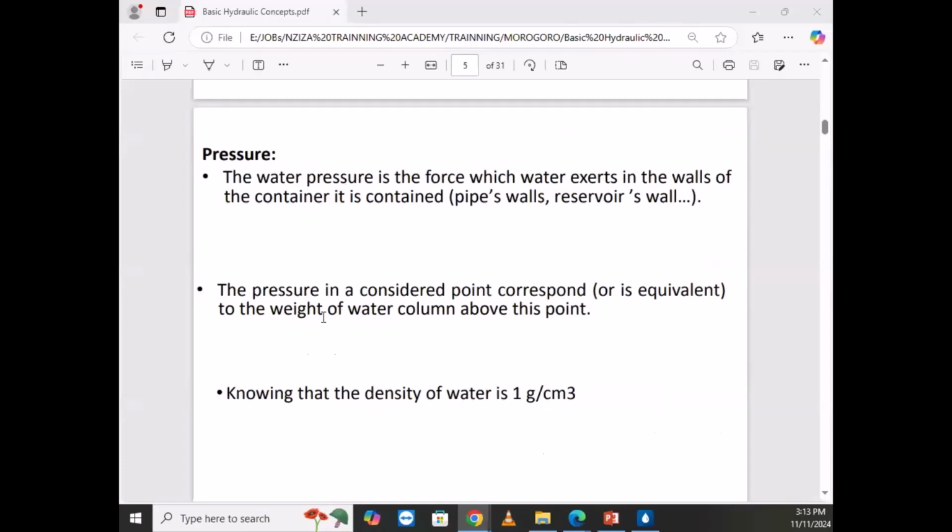The water pressure is the force which water exerts on the wall of its container. To mean, the pressure is that force that water is exerting on a wall. For example, if water is filling this room, there is a force that water is exerting on this wall. That's the pressure. Every time, water also causes pressure on the walls of the pipes.